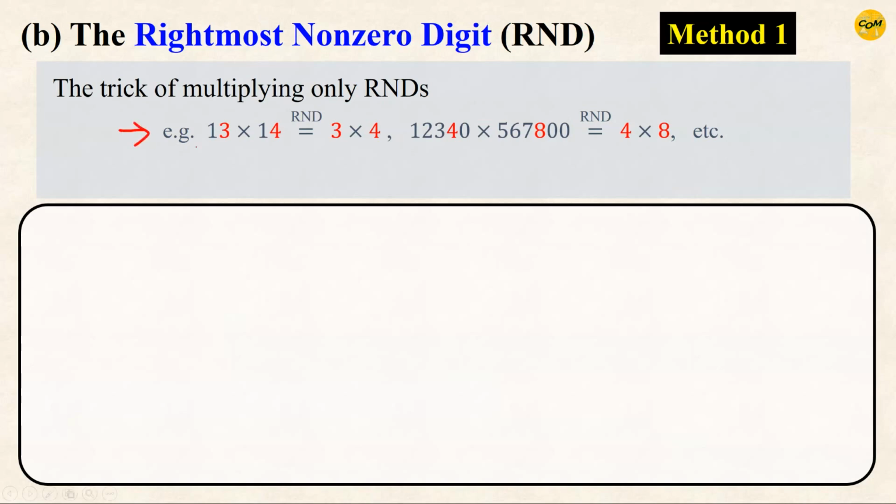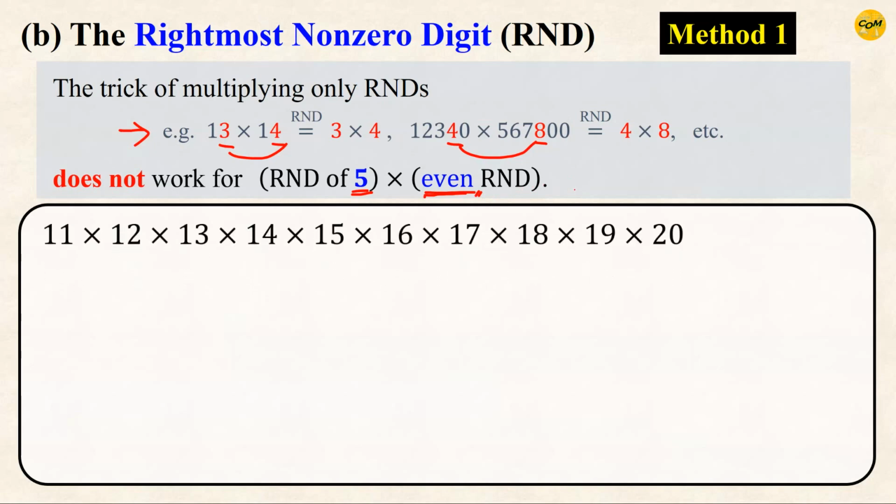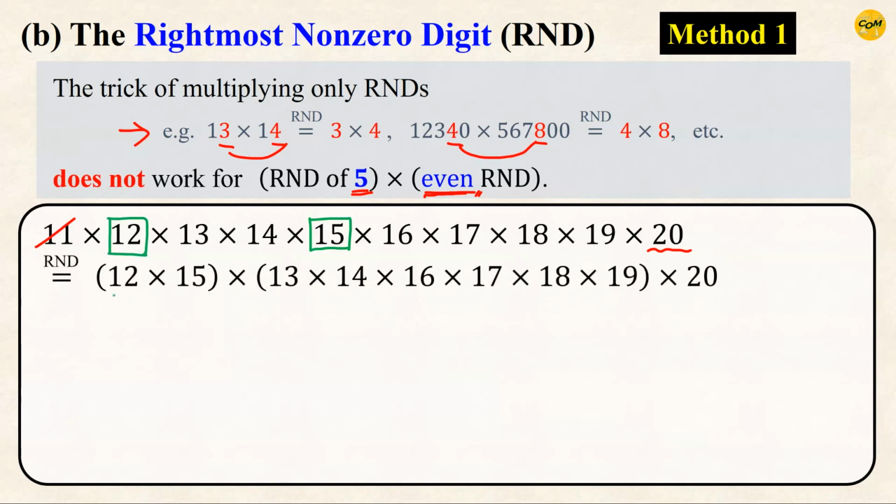Actually, this trick of taking only rightmost non-zero digits and multiplying them does not work for the case where a number with rightmost non-zero digit of 5 is multiplied by a number with an even rightmost non-zero digit. So the correct way is like this. First we eliminate 11, and let's just leave this 20 for now. Then, for this 15, we have to pair it with one of the even numbers. So let's just pair it with 12. So we write 12 times 15 at the front, then these 6 numbers, then 20.